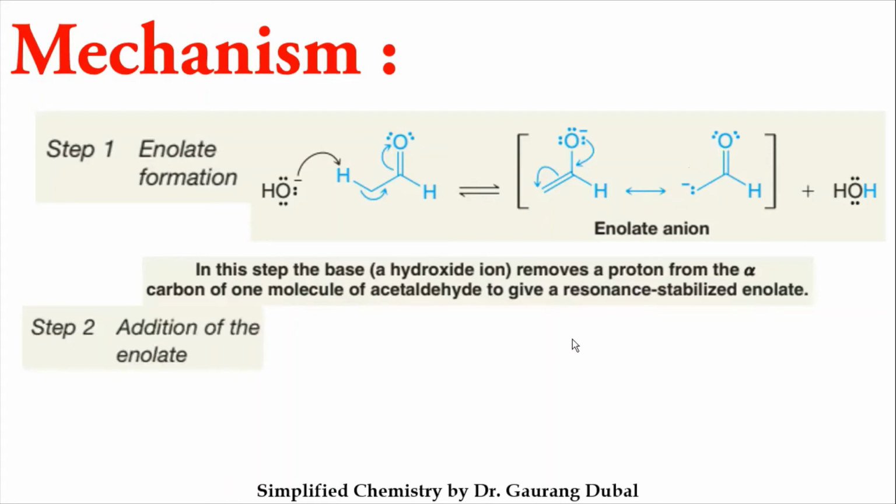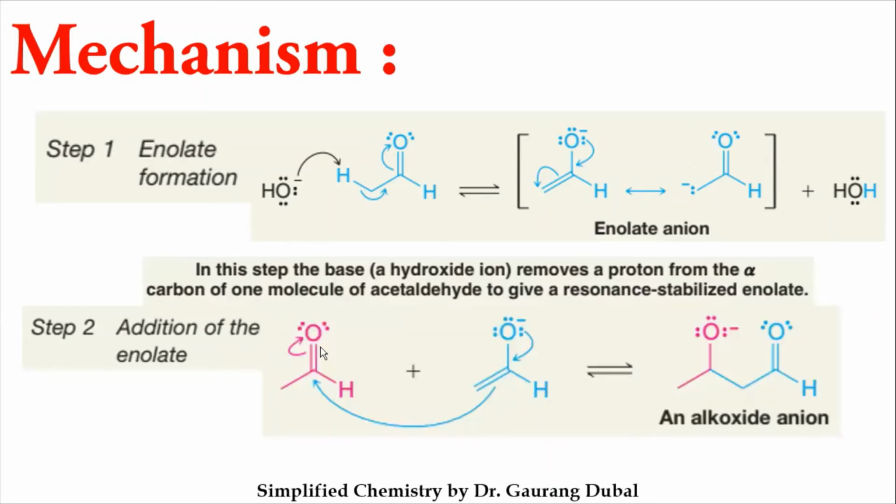Now in the second step, the addition of enolate to the carbonyl carbon. Whatever enolate we generated will be added to the nucleus. Nucleus means positive charge carbon, right? And that is the addition of enolate to the carbonyl carbon. It is very simple.